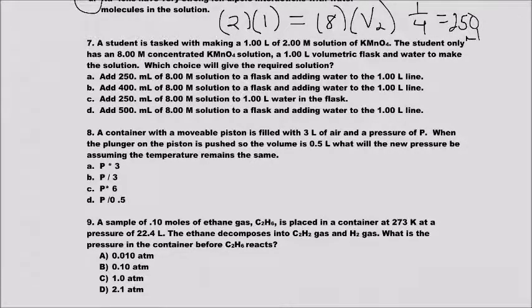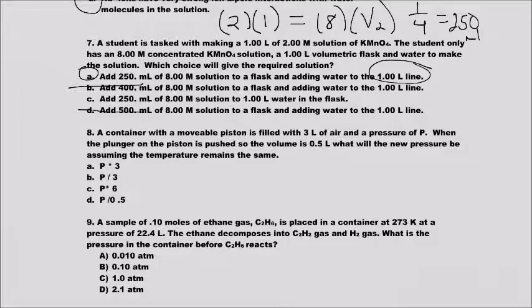So I need to find my right answer. A, add 250 milliliters of the 8 molar solution to a flask and add water to the 1 liter line. That sounds pretty good. Add 400, okay, that's the wrong number. C, add 250 milliliters to 1 liter flask, water in the flask. So what's better, A or C? Definitely A, because it mentions the line on the volumetric flask, and D has the wrong number, so we're going to go with A.